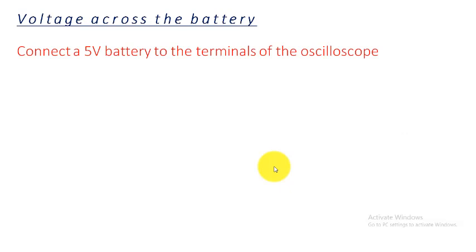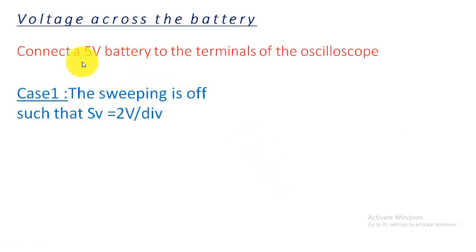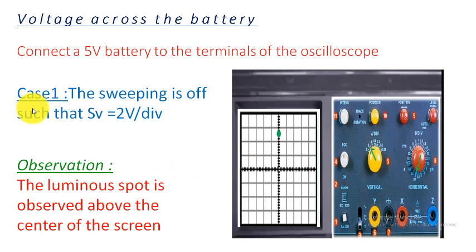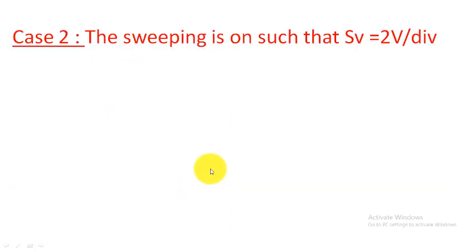What if we have voltage? For example, we want to connect a 5-volt battery to the terminals of the oscilloscope. Here, my dear students, we have to differentiate between two cases. Case number 1: we have voltage, but the sweeping is off. The luminous spot, which was at the center of the screen, moves above this center. So, in case number 1, when the sweeping is off but the voltage is present, we see a luminous spot above the center of the screen.